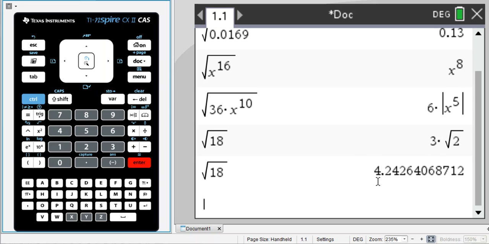And so 4.242, 2 is the thousandths place, but if I look to the right of that, there's a number that's bigger than 4, so it's 5 or larger. That's going to round this last 2 up to a 3. So I'll call this 4.243.